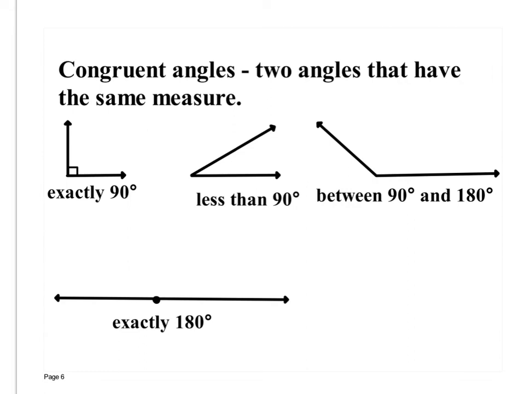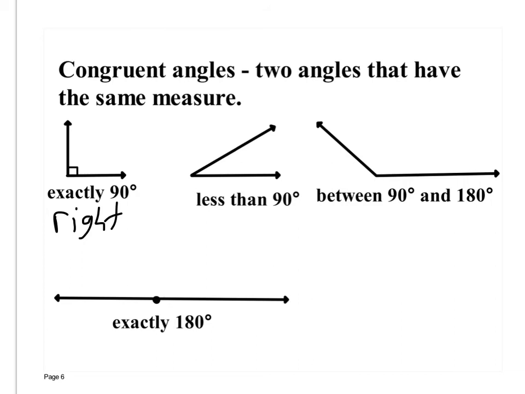All right, one thing you need to know is about congruent angles. It's two angles that have the same measure. Also, you need to know about congruent sides. It's two sides that have the same measure. Congruent means equal to. If you have an angle like this with the little box in the corner, that's exactly a 90-degree angle. We call that a right angle.